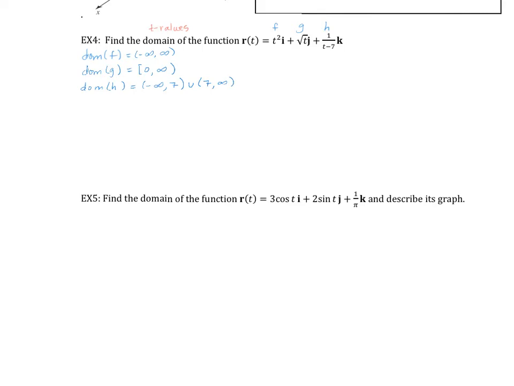Now the domain of my vector valued function r is going to be the intersection of all three. What do they have in common? Well, that would be 0 to 7, 7 to infinity. So again, to find the domain for a vector valued function, you have to look at the domain for all of its pieces and look at what they all have in common.